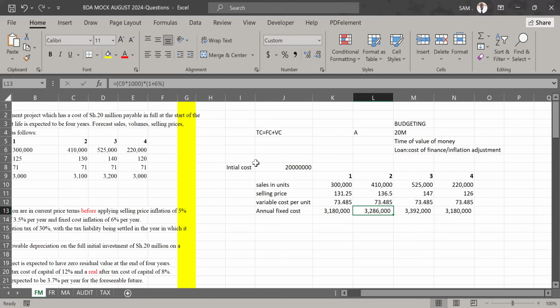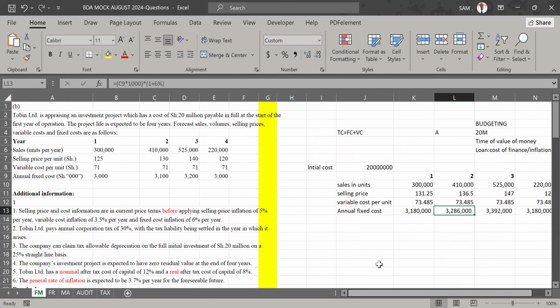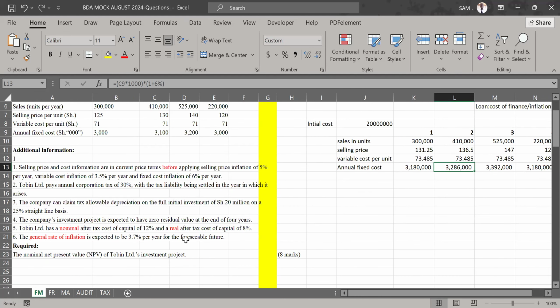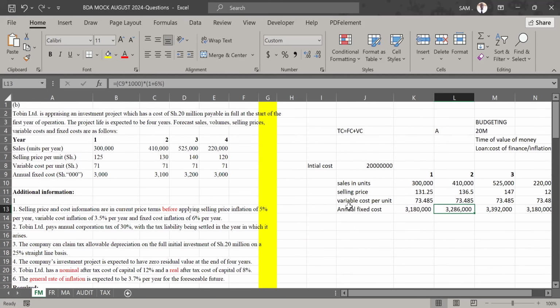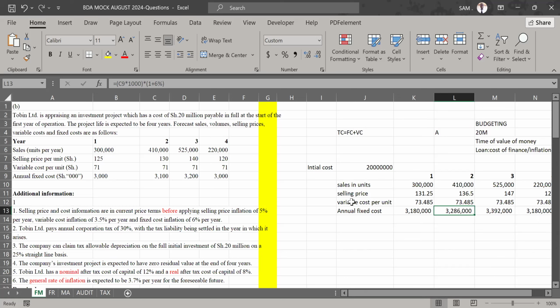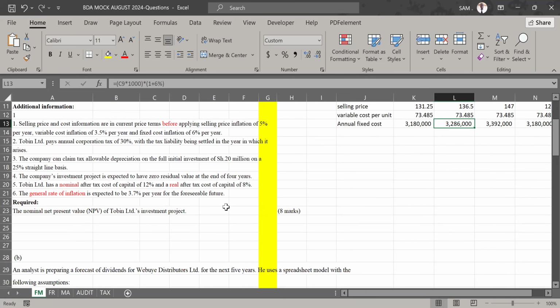Okay, good. Now, the next thing I would want us to look at after having that structured information in place, let us look at these other additional informations and see what else do you think is going to affect the value of our investment? Now, we are looking at an investment, and I want you to picture the investment in your mind. This project that this company is trying to appraise, you know what project appraisal is. You want to appraise a project, yeah?